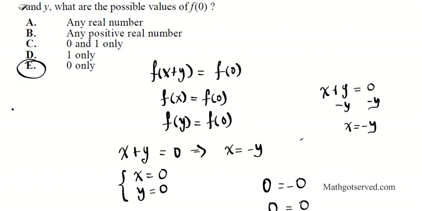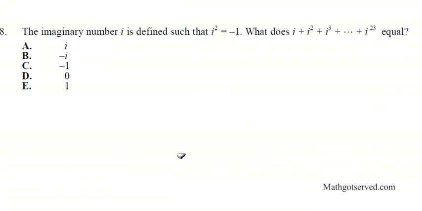Okay? All right, moving along to question number 8. It says the imaginary number i is defined by i squared equals negative 1. What is i plus i squared plus i to the third all the way to i to the 23rd? Now, you have to remember that whenever you're dealing with i's, there's a pattern. It's cyclical. Every time you get to the fourth power of i, the pattern keeps repeating itself.